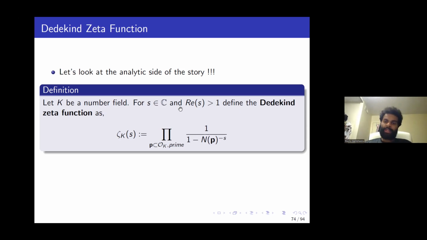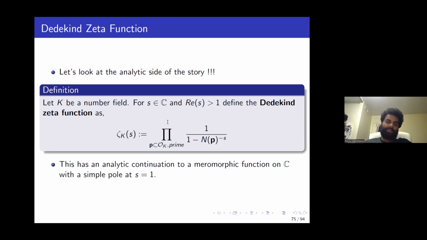This is defined when the real part is bigger than 1, but we can analytically extend it, meromorphically, whatever that means, to the whole complex plane. There might be some problems at s equals 1, but it's not a big problem. And this is called the Dedekind zeta function. All right. So don't worry about the notation. There's an analytic object which is attached to the number field.